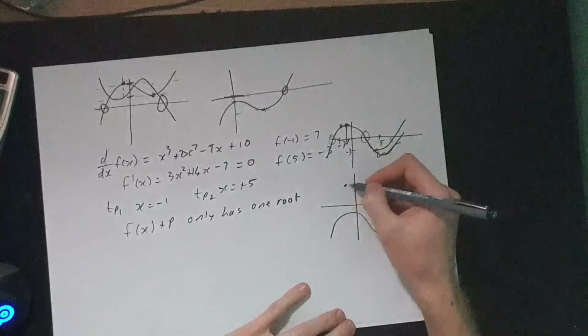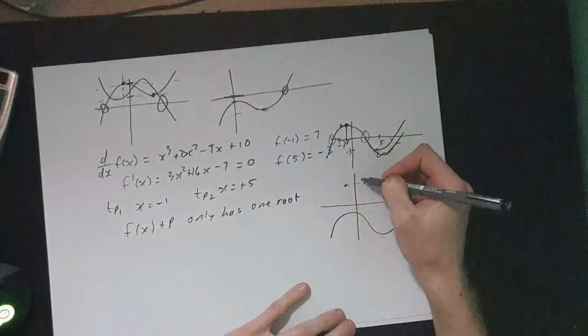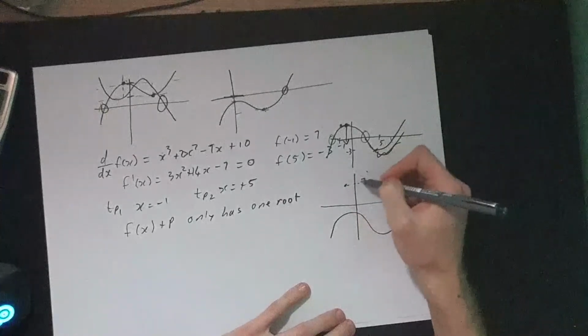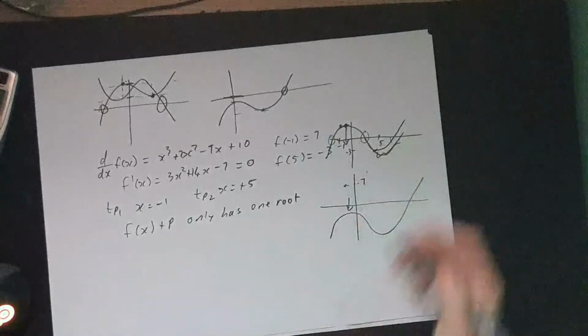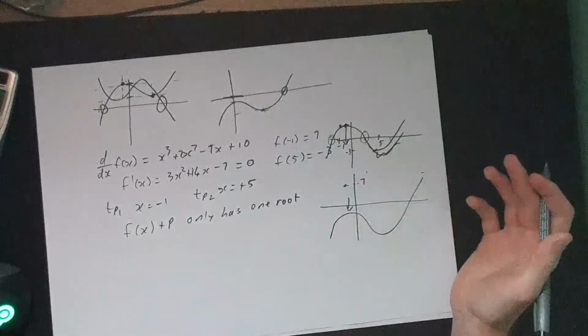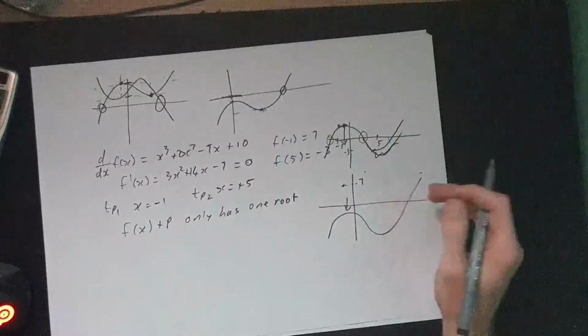So you start here, we said that was 7. Okay, you want to move it a minimum of 7 units down, because then we are below the axis, and then we only have one cut. Okay, so I hope that makes sense there with that one over there.